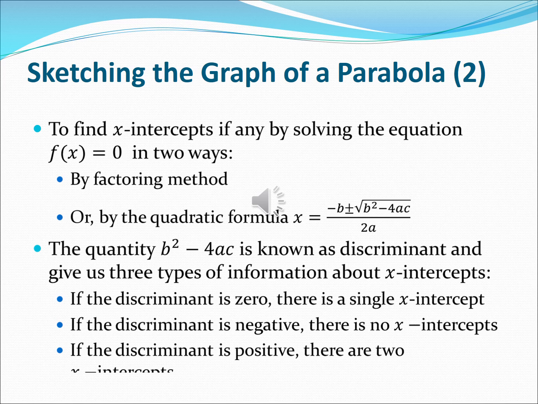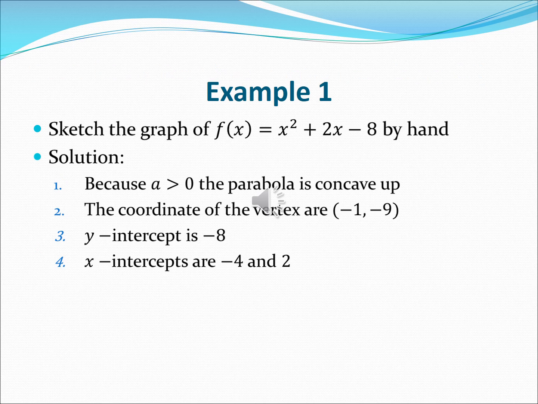If the discriminant is 0, there is a single x-intercept. If the discriminant is negative, there is no x-intercept. If the discriminant is positive, there are 2 x-intercepts.